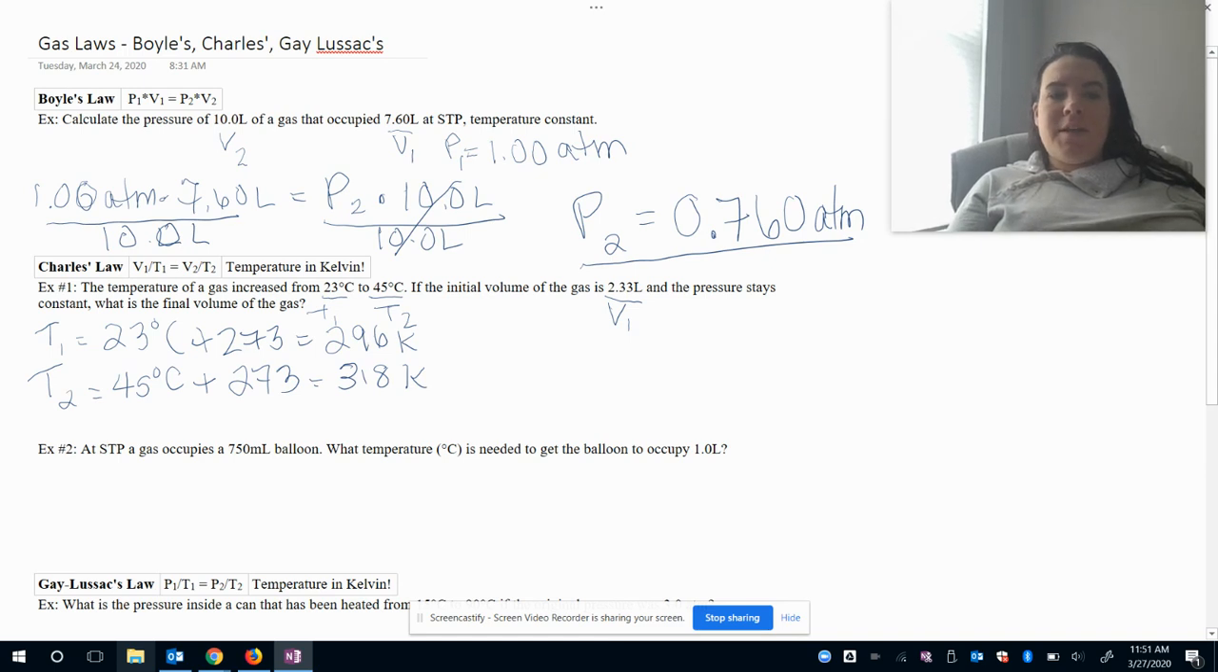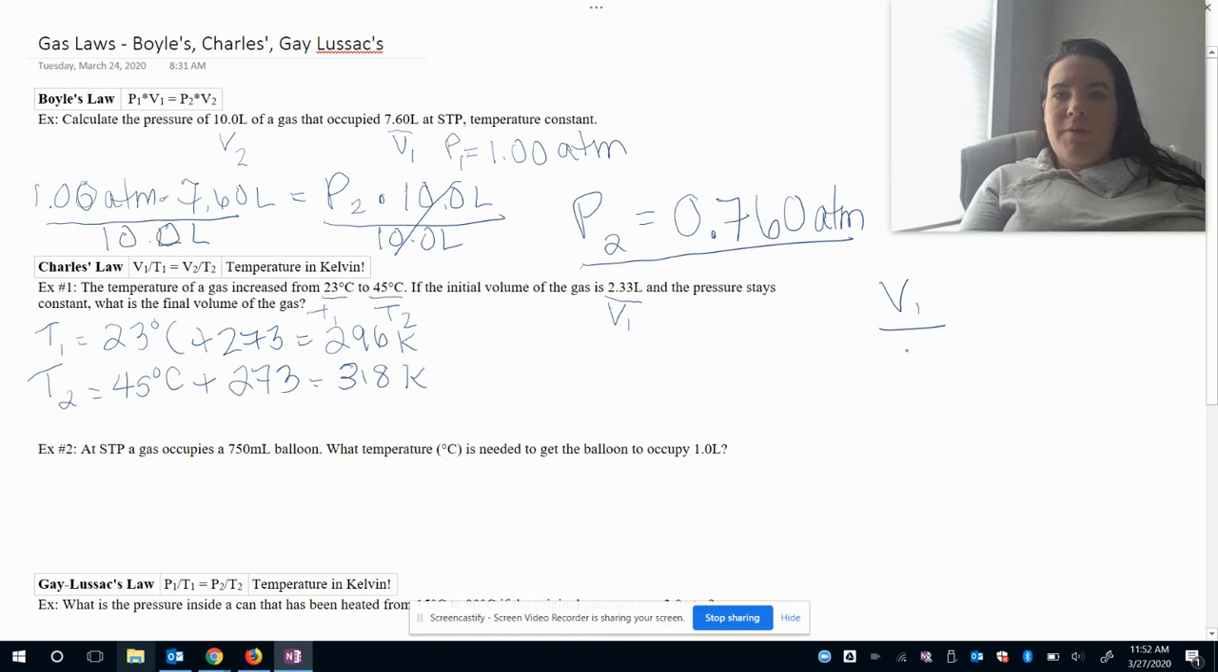If you try to plug in Celsius, you're going to get the wrong answer. Sometimes you're dividing by a negative. You can't have a negative volume, so that doesn't make sense. It has to be based on Kelvin because that's the one that's based on the actual speed of the gas particles. That's what matters.